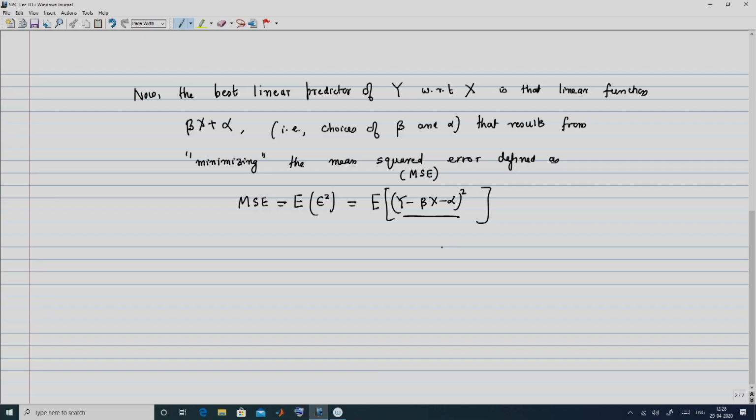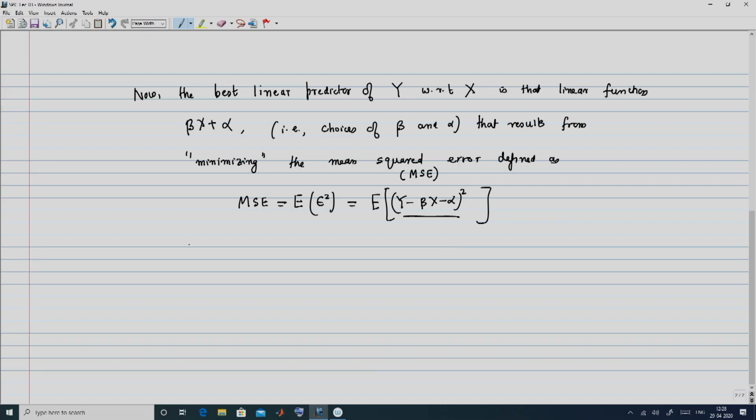And then what we want to do is that we want this error, that is, a good linear predictor should be such that the difference between the predictor and the actual value y should be as small as possible, which is why we take this mean square error and then we need to minimize it, so that we get as closely as possible the best values of beta and alpha.